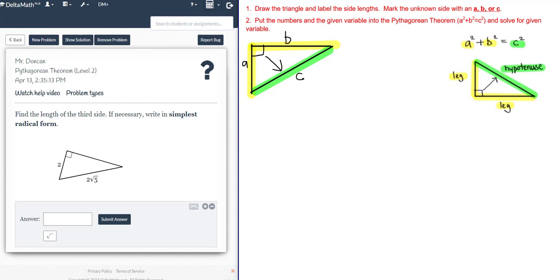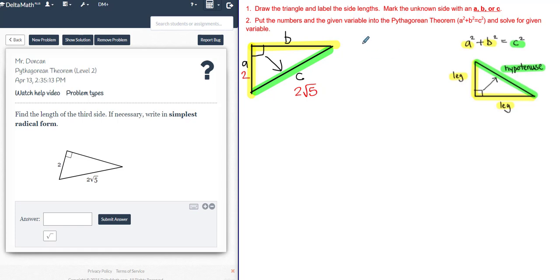Now all we have to do is steal the values over here. So I've got a 2. I'm going to put 2 in for A. And then this is across from the right angle, so my C is actually 2 root 5. And it looks like I don't know this side, which is B.